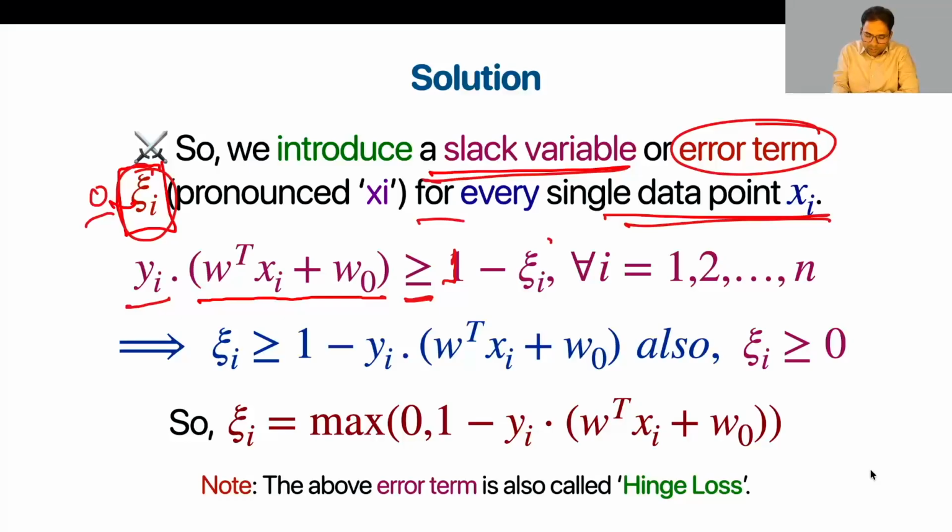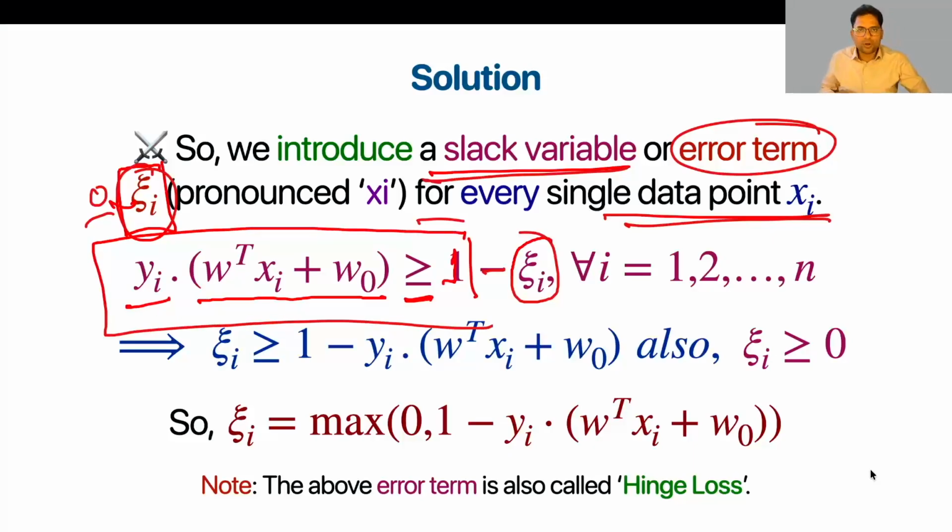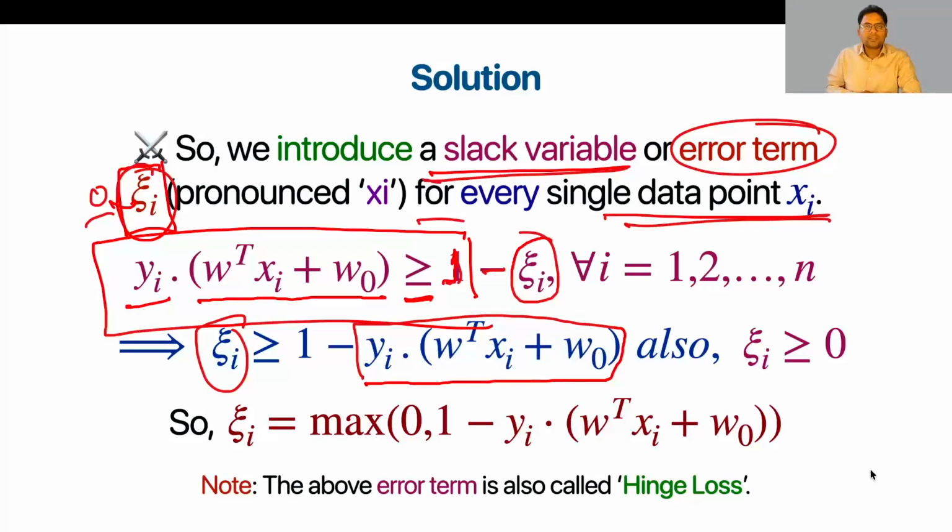We also introduce an error term xi_i for each data point, and that will be subtracted from 1. So earlier in hard margin SVM we had only this term. Now we'll also say that there is some error, and if there is an error, it will reduce from 1, and now it will not be 1. And how do we calculate this error term now? The error term will be equal to 1 minus yi into the distance of that point, w transpose x plus w naught, that is the distance from the origin itself.